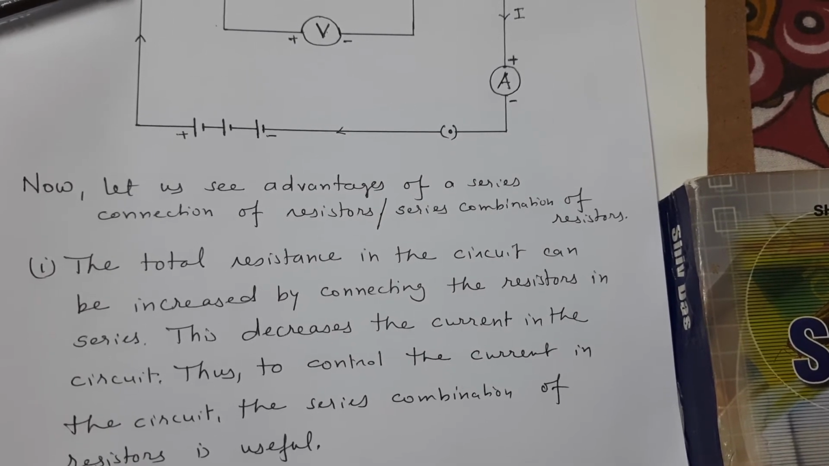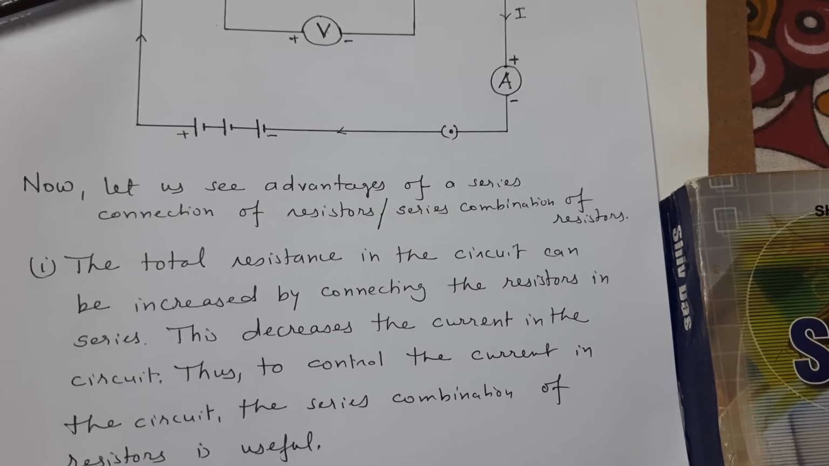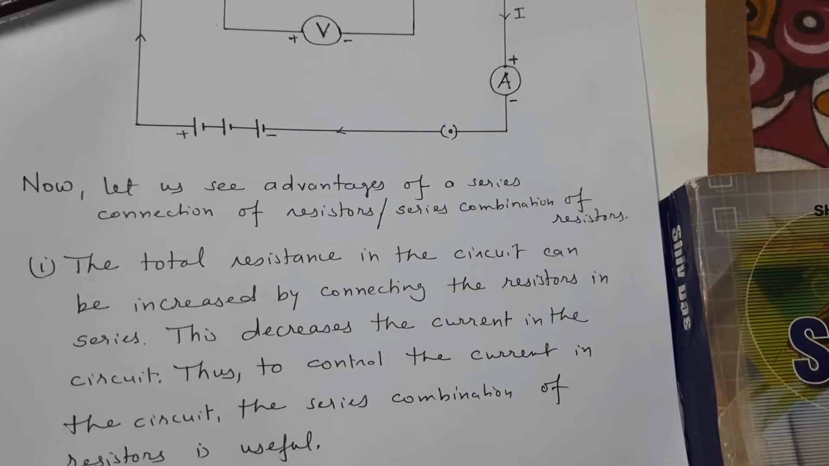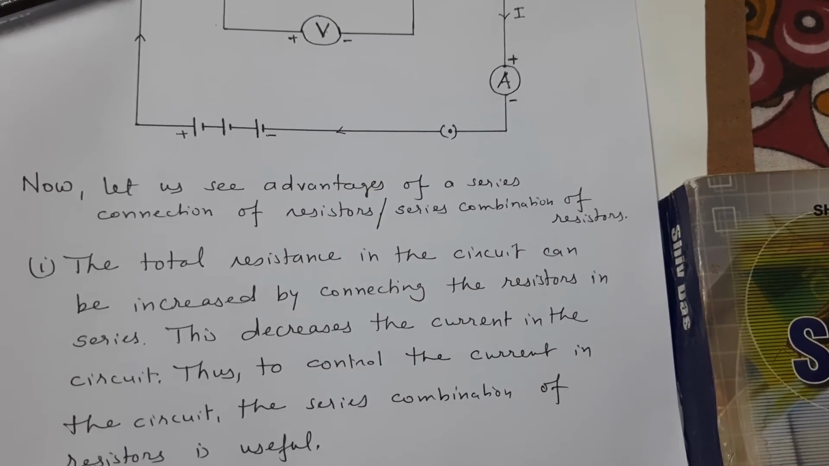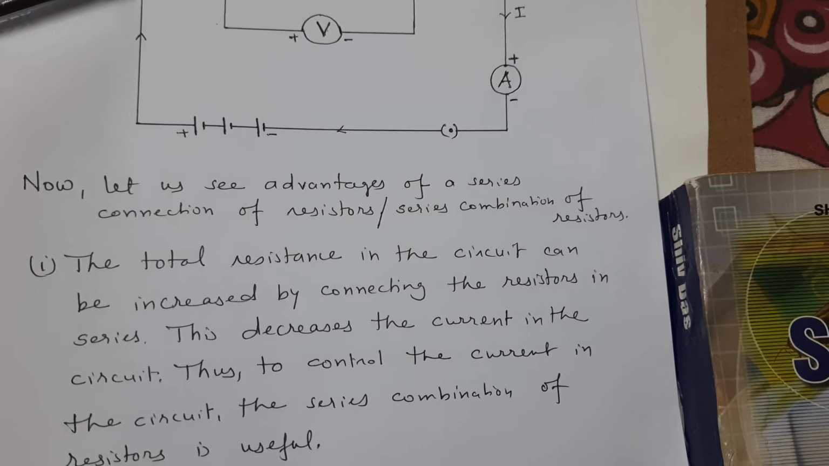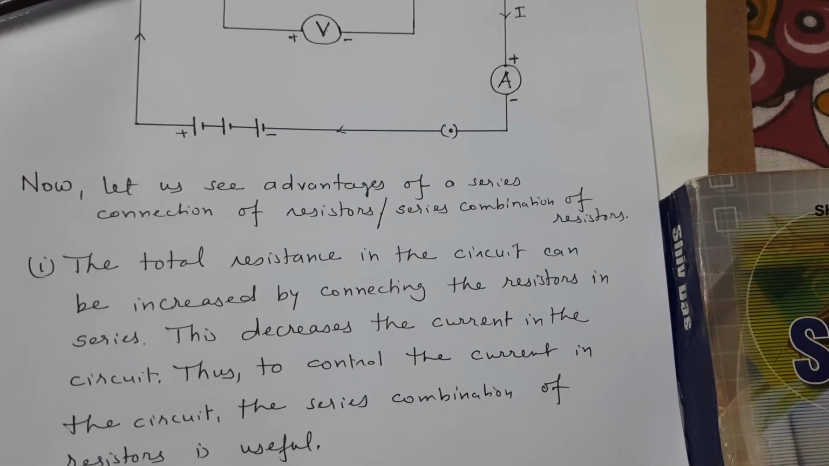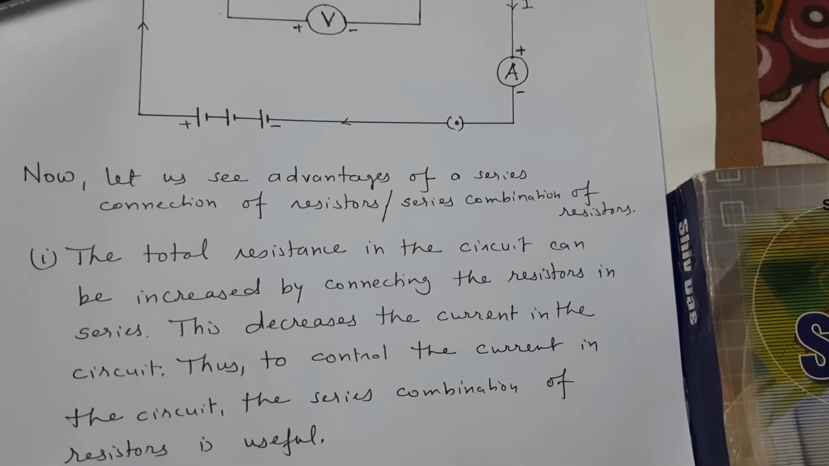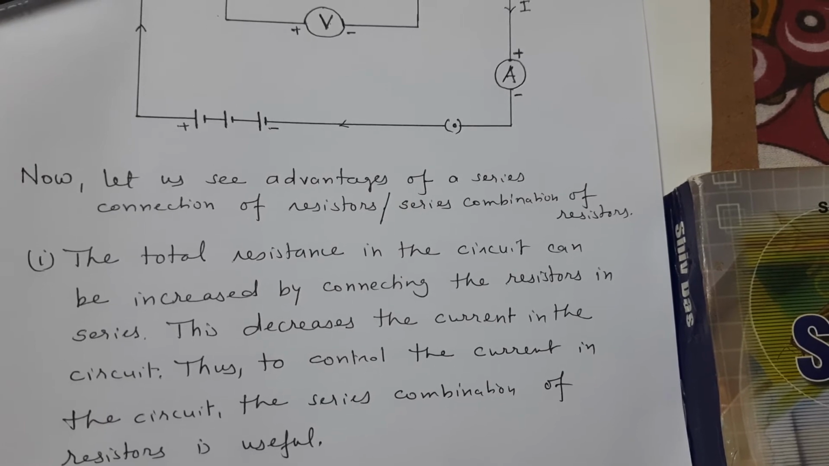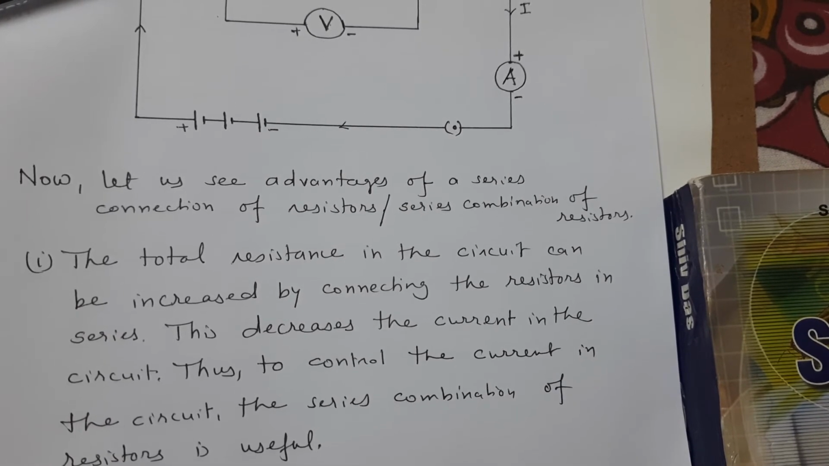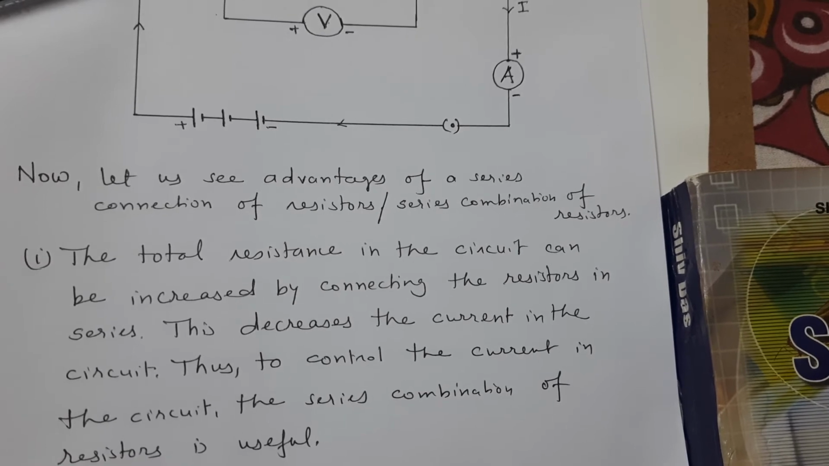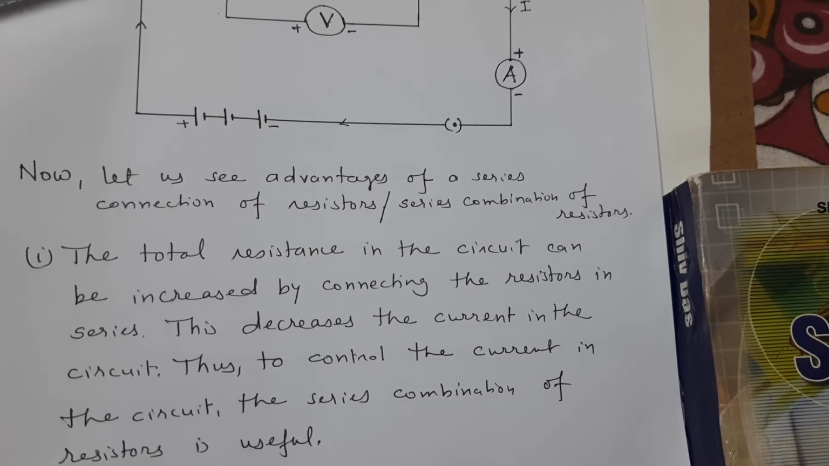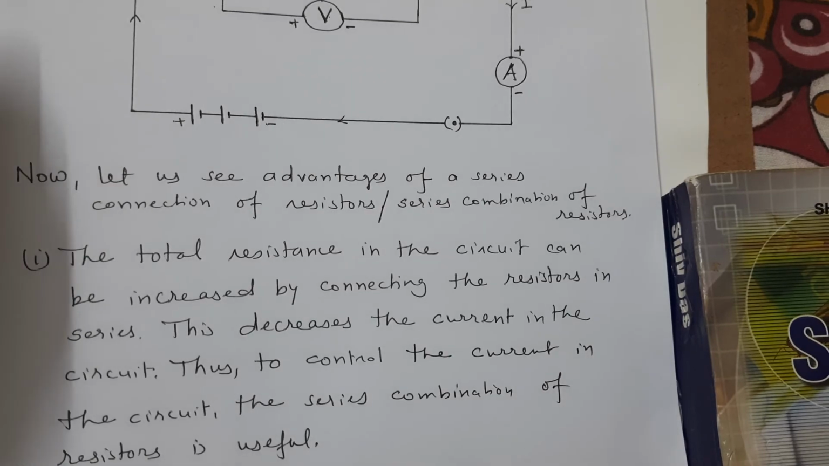Earlier we have seen that V is proportional to I, so obviously V is equal to IR. If I say I, then I is equal to V upon R. So current is inversely proportional to the resistance of the conductor. And that's why I said that if we increase the resistance, current will decrease. And if we decrease the resistance, the current passing through the circuit will increase.